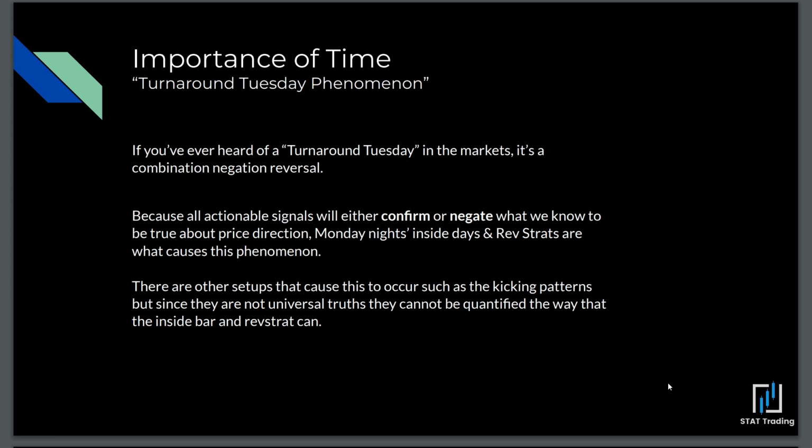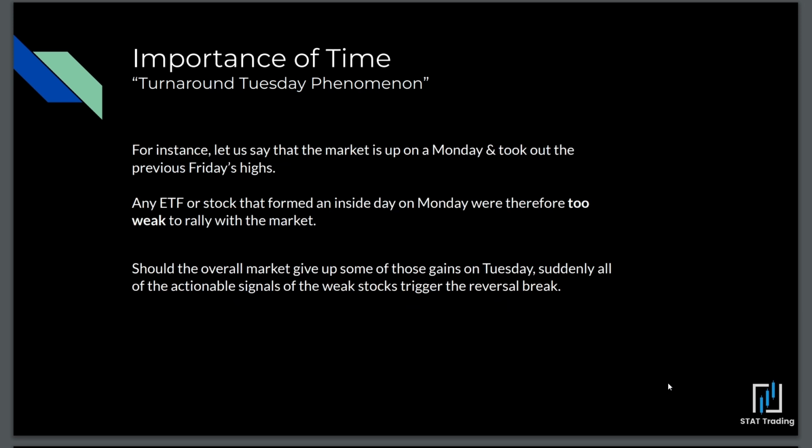Turnaround Tuesday. So if you've ever heard of Turnaround Tuesday, in the markets, it is a combination negation reversal. And this is because all actionable signals will either confirm or negate what we know to be true about price direction. So Monday nights, inside days and rev strats are what cause this phenomenon. There are other setups that cause this to occur, such as the kicking patterns, but since they're not a universal truth and can't be quantified the same way that an inside bar and rev strat can, we are looking simply for inside days and rev strats.